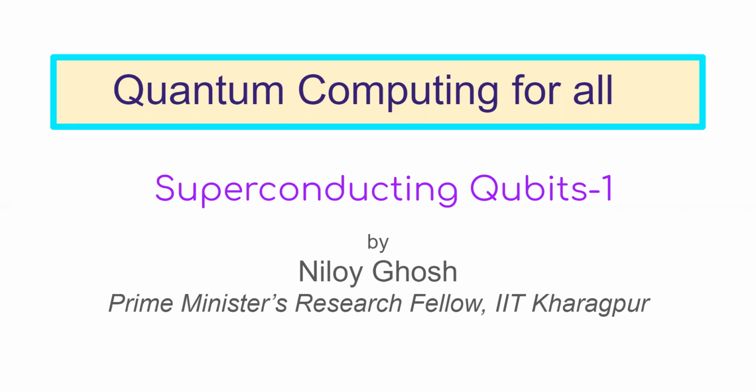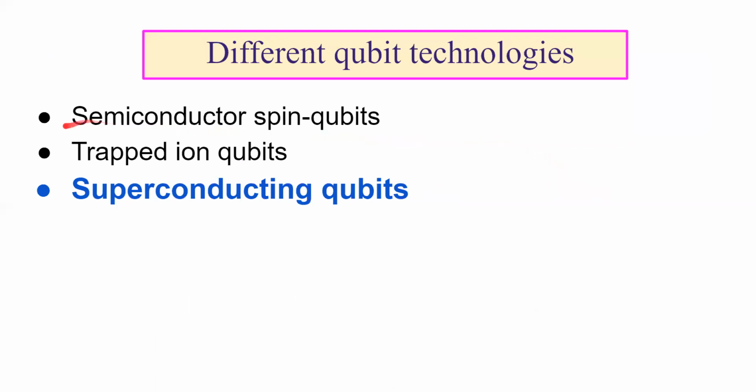Now we will look into the physical aspect of how a qubit works and what exactly a qubit is, using the intuitive understanding we gained while discussing qubits using the Dirac notation and the Bloch sphere notation. Mainly three different qubit technologies exist: semiconductor spin qubits, trapped ion qubits, and superconducting qubits.